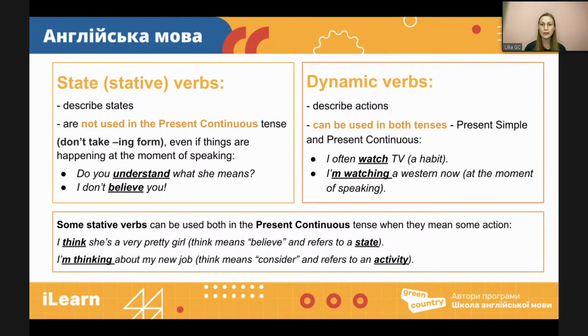And dynamic verbs, they describe action. So you can really imagine some movement, some doing, and so on. And then they can be used in both tenses, present simple, present continuous. Like, I typically watch TV or YouTube, and now I am watching. So we can add ing to active or dynamic verbs. And as I already mentioned about the verb think, it can be used in both. I think, я вважаю. I am thinking, я розмірковую, роздумовую.